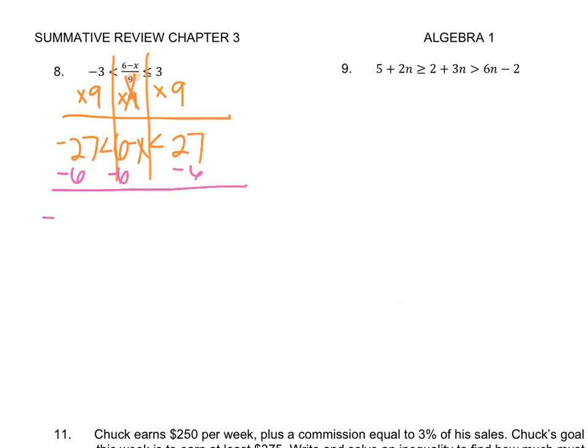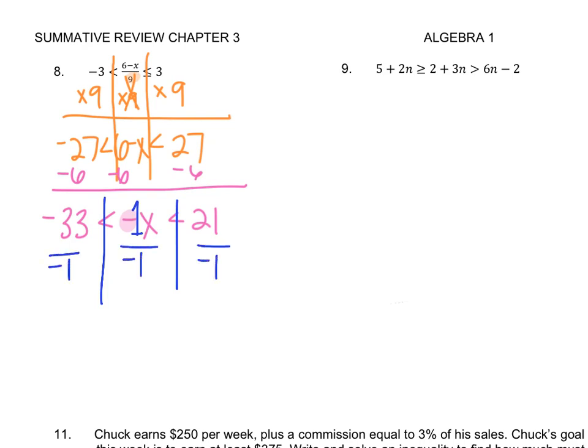So I have negative 33 is less than negative x, which is less than 21. Now at this stage, we are not done because this x is still negative. Remember in class, we've discussed that if there's a standalone negative, it's like a number -1 is sitting there. I need to get rid of that -1 to get x alone. So I can divide each section by -1.